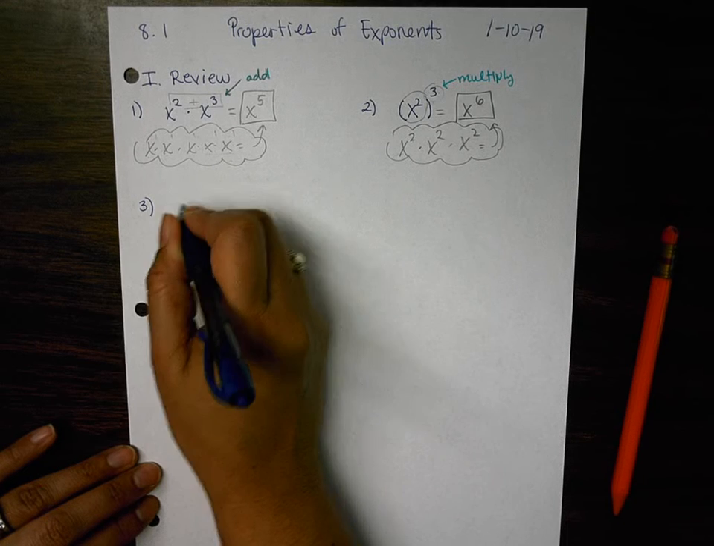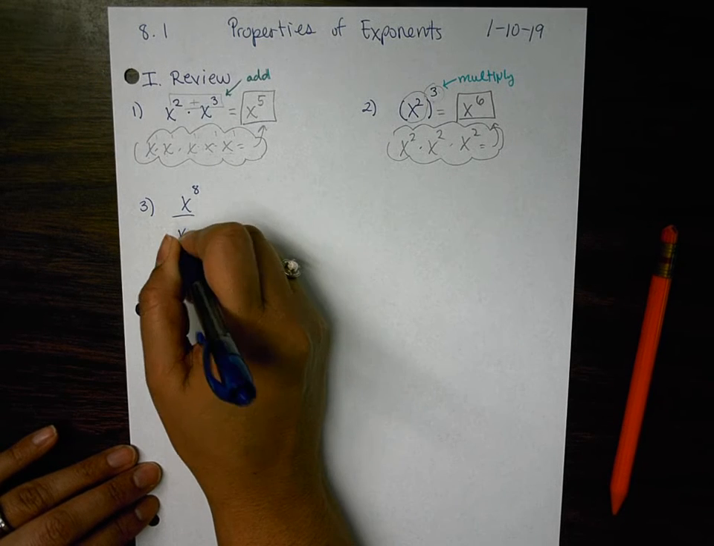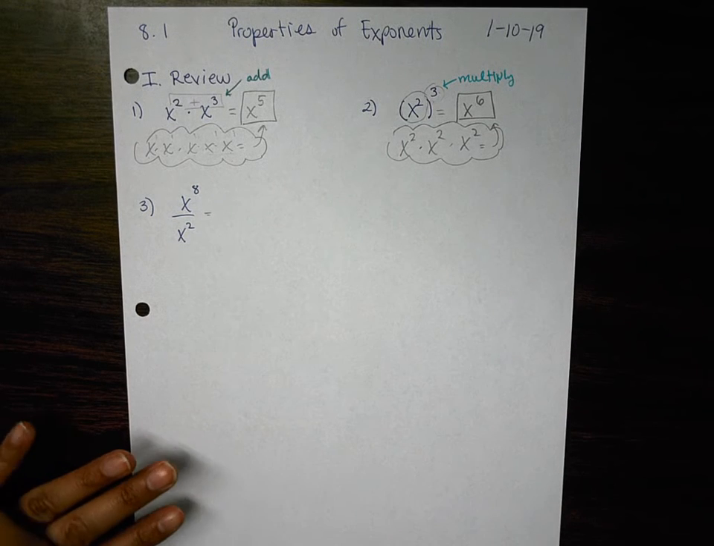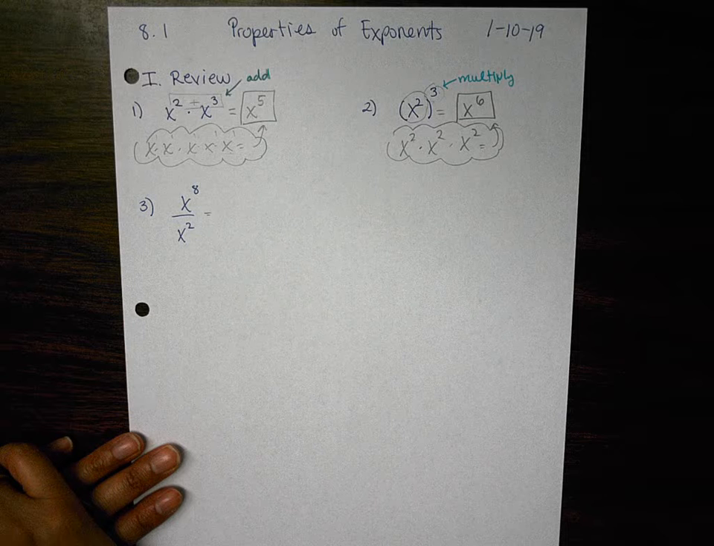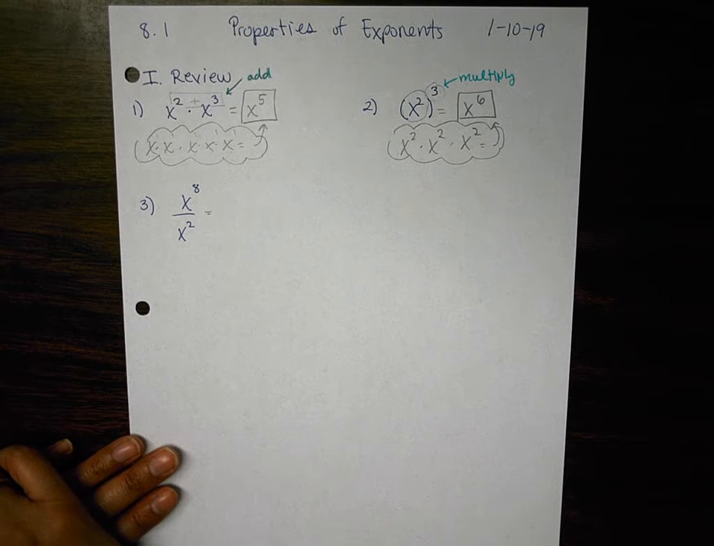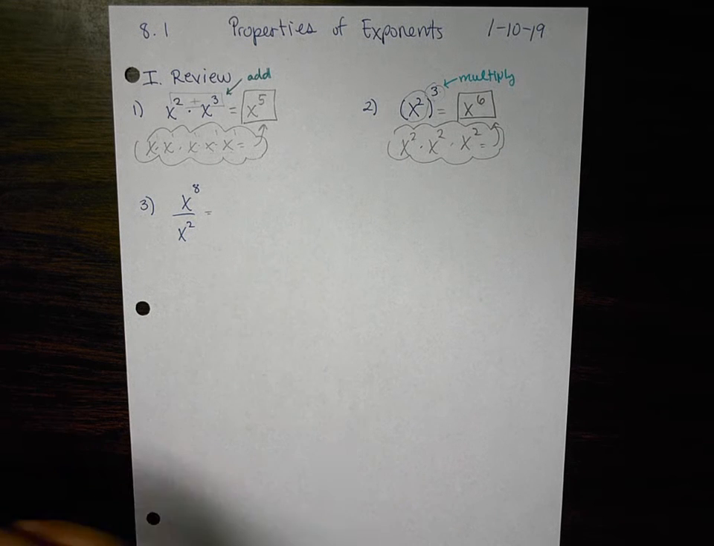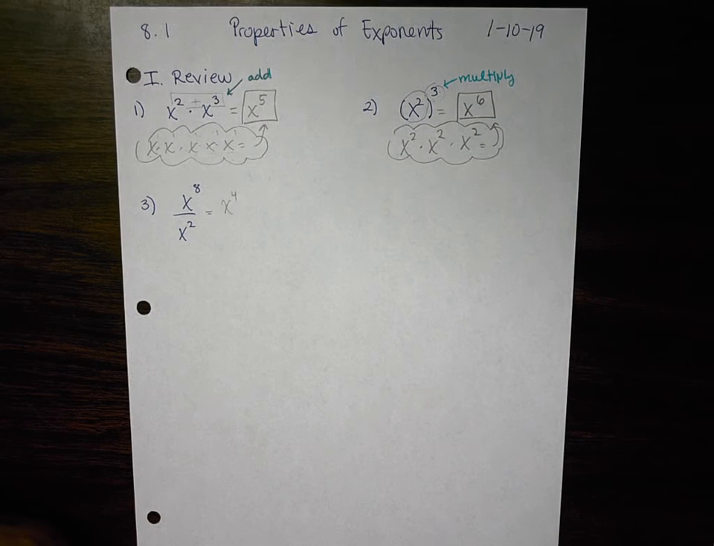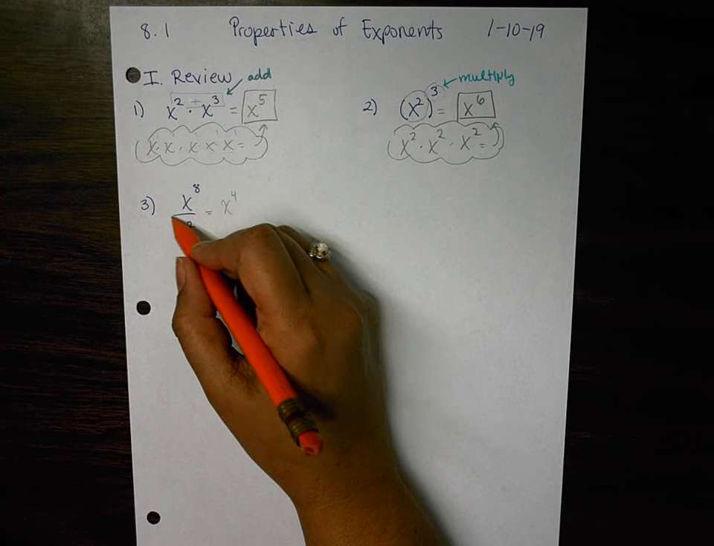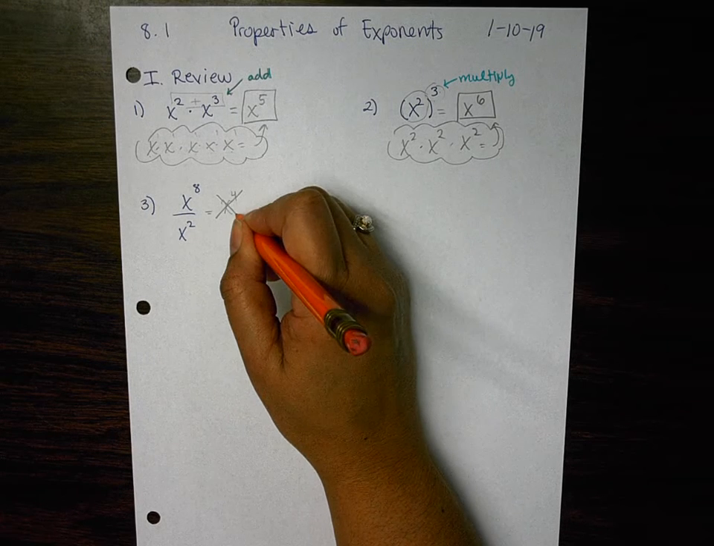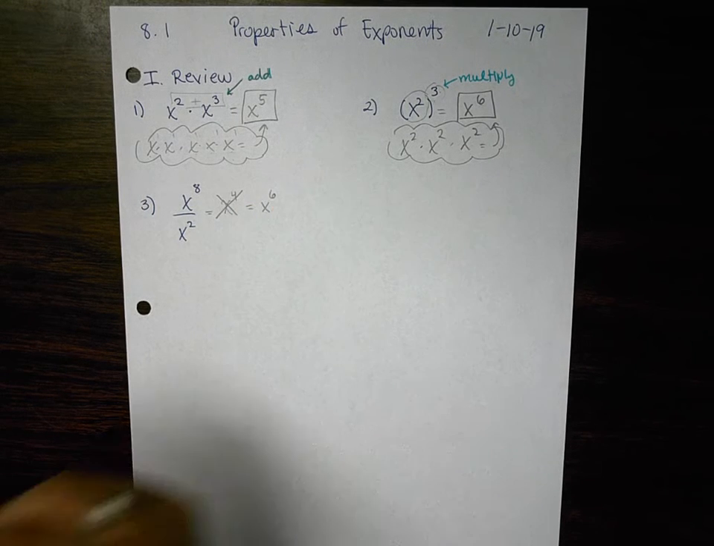Number 3, x to the 8th over x squared. Write down what you think the answer is. X to the 8th divided by x squared. Anybody write x to the 4th? Okay. How did you get x to the 4th? Divided 8 by 2, which makes sense because a fraction means to divide. Did anybody get something different than x to the 4th? What did you get? X to the 6th. X to the 6th is the correct answer.